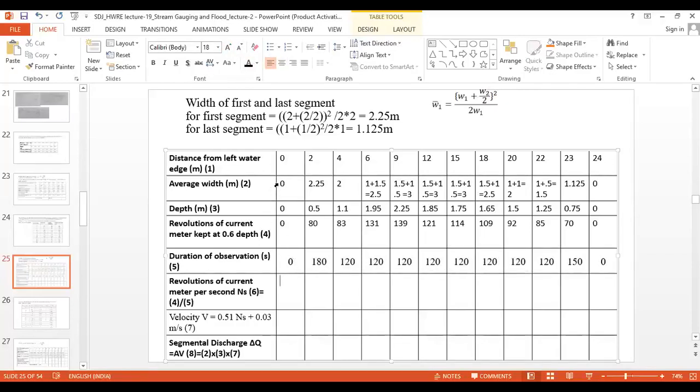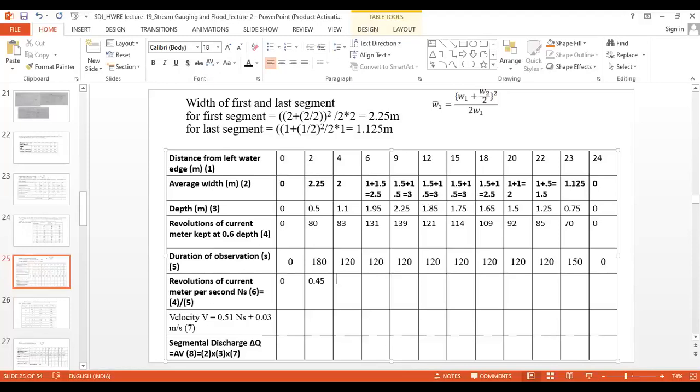After getting the average widths, we have to calculate the velocity. But for finding the velocity, it's required to first find the revolutions per second. For that, they have given us the number of rotations and the observation time, that is, in how many seconds those rotations happened. So the first one is 0, it will remain 0. The next one is 80 revolutions in 180 seconds, so 80 divided by 180 is 0.45. We'll go for 2 digits, 444 is there, so we'll round the same.